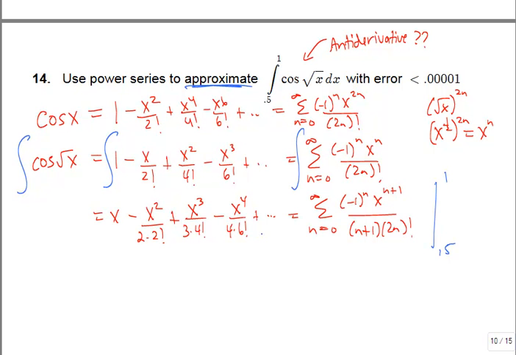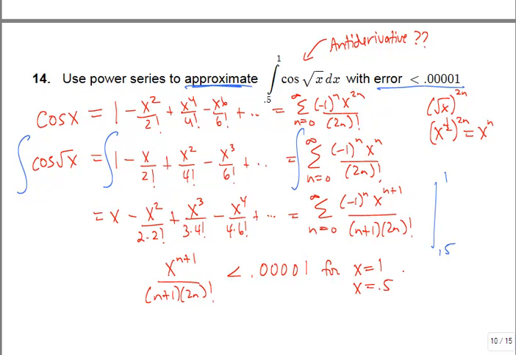How far out do I need to go so that when I do plug in 1 and I do plug in 0.5, the error that's going to be incurred is less than 0.00001? Well, that requires looking at that generic term and finding out when that term is going to be less than our error. So the generic term is right here. So we're going to look at x to the n plus 1 over n plus 1 times 2n factorial, and we want that to be less than 0.0001 for both of these bounds, x equals 1 and x equals 0.5.